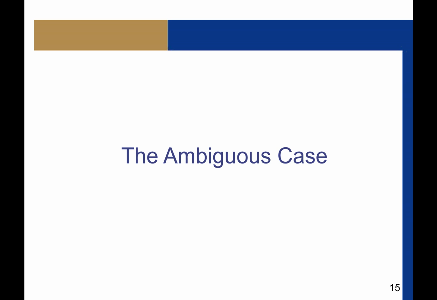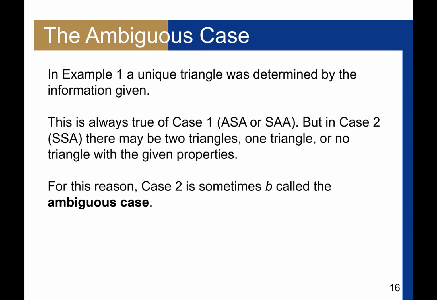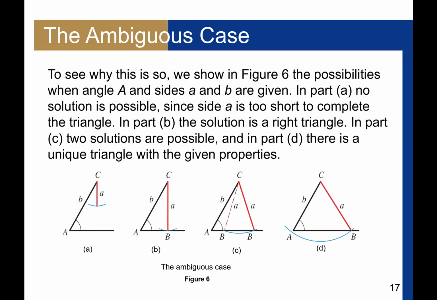Then things can get tricky because of angle-side-side. Now, I don't remember if I showed this to you in geometry class. This is why it's called the ambiguous case. If you're given the length of two sides and the non-included angle, there are four different things that can happen.